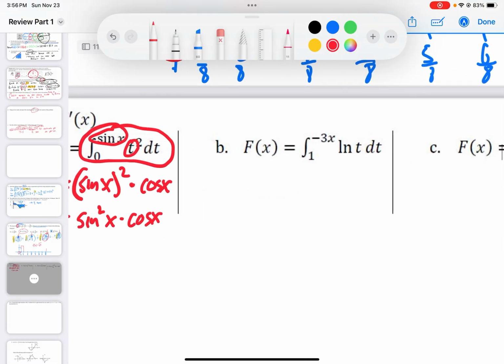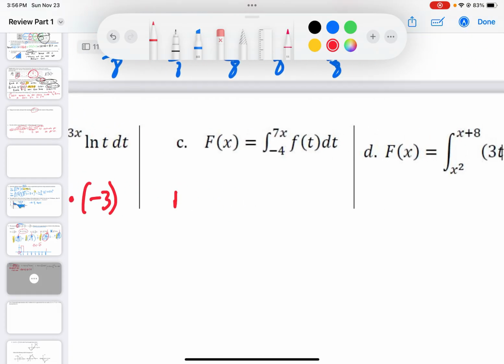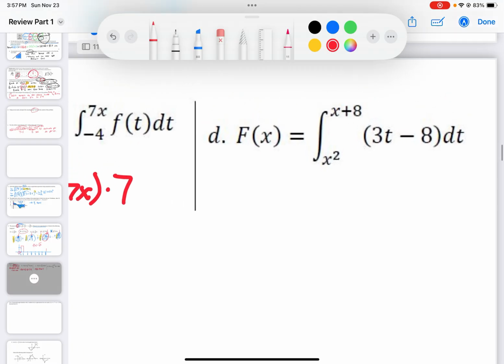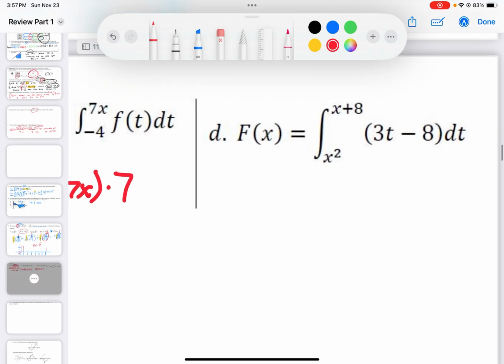So same thing here, find the derivative. F prime is equal to the natural log of -3x times the chain of -3. Same thing on this one. F prime of x is equal to, this would be f of 7x times 7. All right, this last one we haven't talked about specifically, so let's do it now.